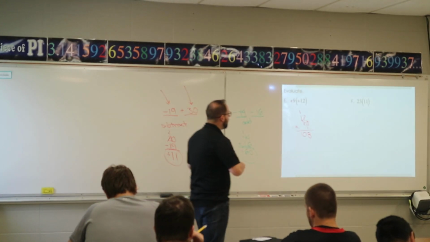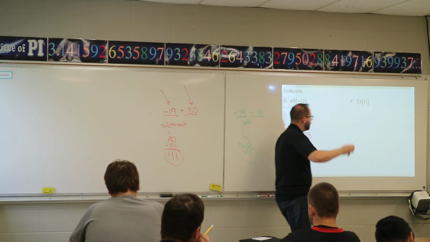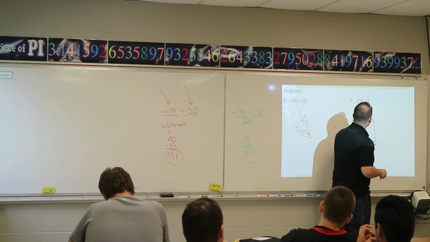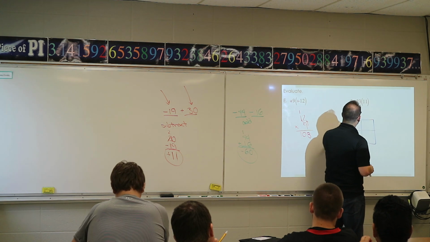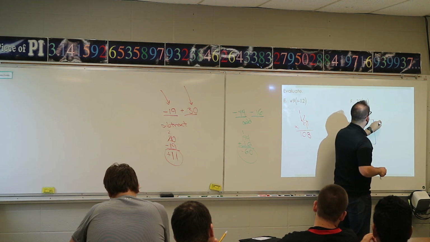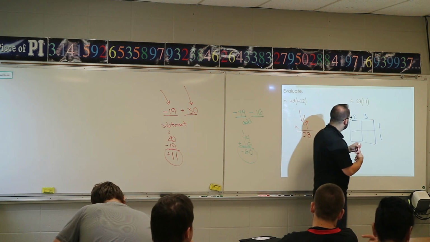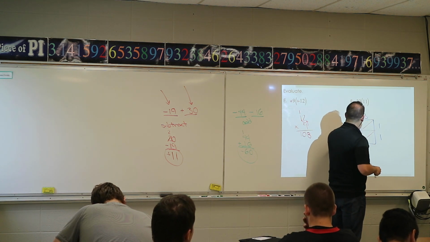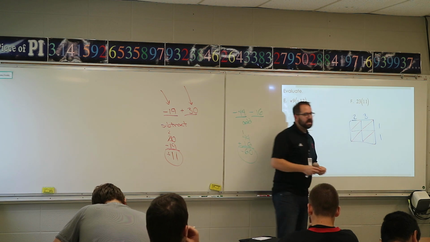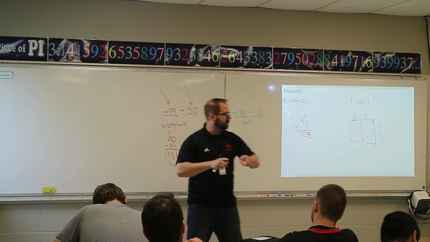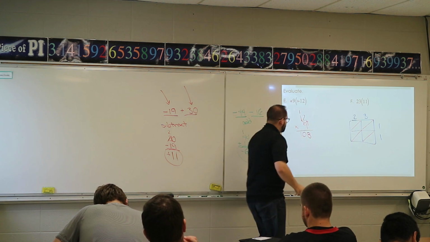Now, if you didn't like that method, you could always do the little lattice method, where you make boxes, where this is a 2 and a 3, for a 23, and this is an 11. And you put the little diagonals in each box, and what you do is you just multiply each number and you write a 2-digit number every time you do it. So, here's how it works.